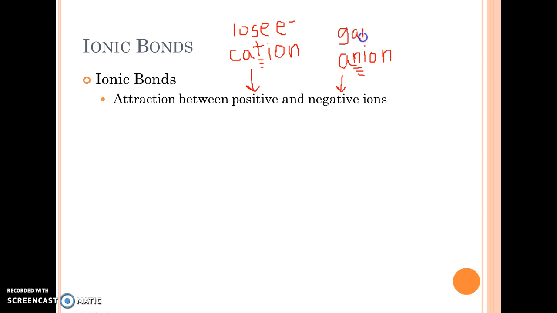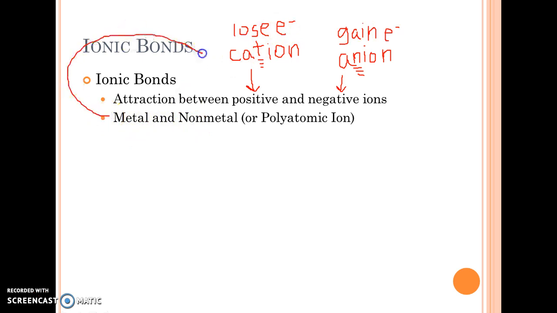Okay, so those are your 2 different ions. And remember, for an ionic bond, we are transferring electrons, so one atom will gain, the other will lose. Your ionic bonds are going to involve metals and nonmetals. The metal will be your cation. It loses electrons. Your nonmetal is the anion. It's going to gain electrons.